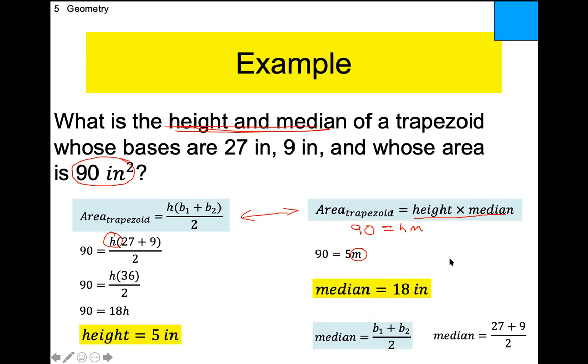Lastly, I did want to point out that median is defined as the two bases added together divided by 2. So from the very start, since you are given the two bases, you could have used that particular formula to find out what the median is. You didn't have to, though.